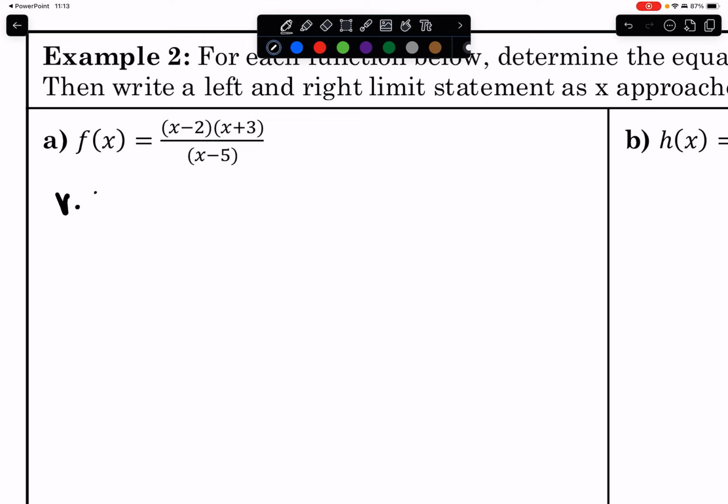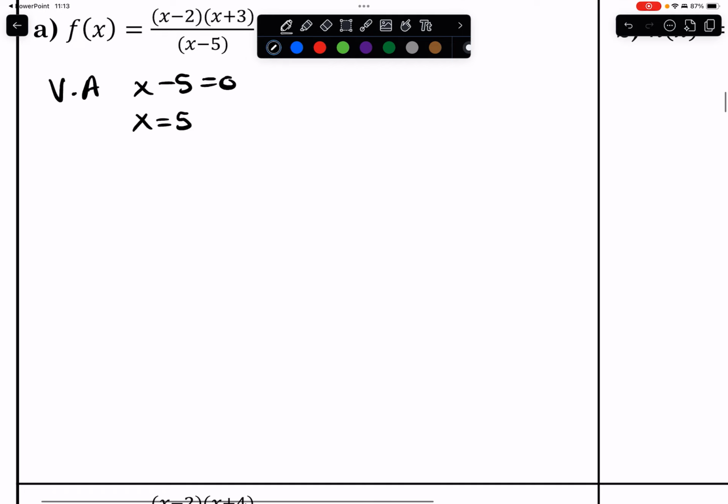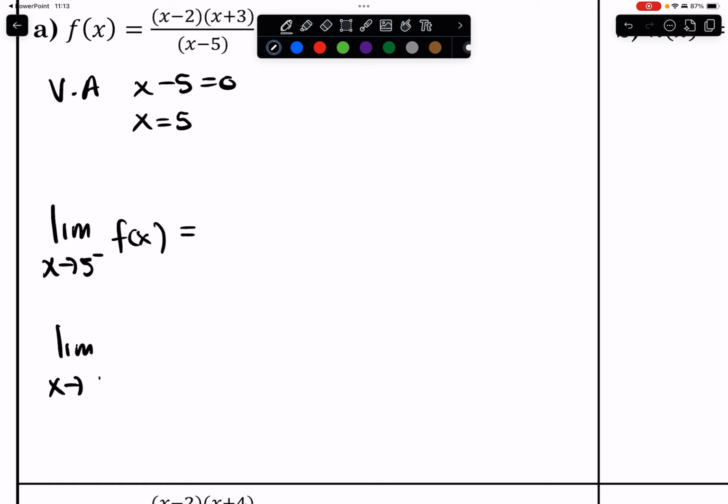So to find the vertical asymptote, I'm going to do the same thing as before and find the domain, figure out what's going to make this equal to 0. So what makes x minus 5 equal to 0? Well, x would have to equal +5. So that is your vertical asymptote. So we're going to look at what happens as x approaches 5 from the left side, and what's happening as we approach 5 from the right side.